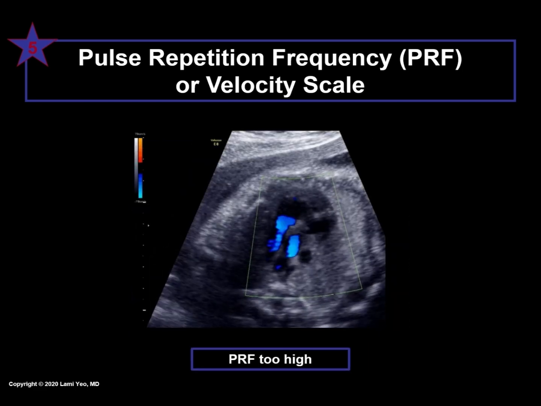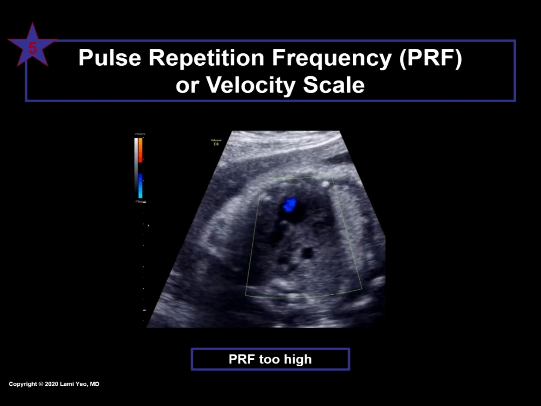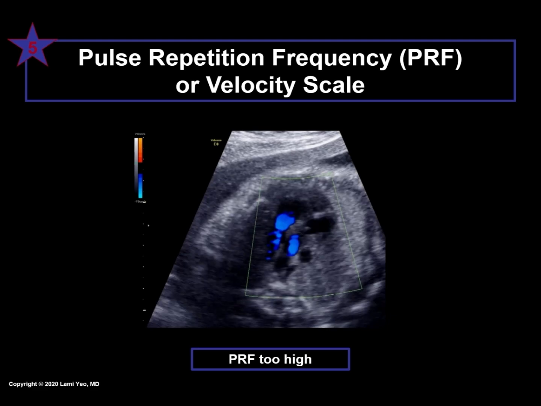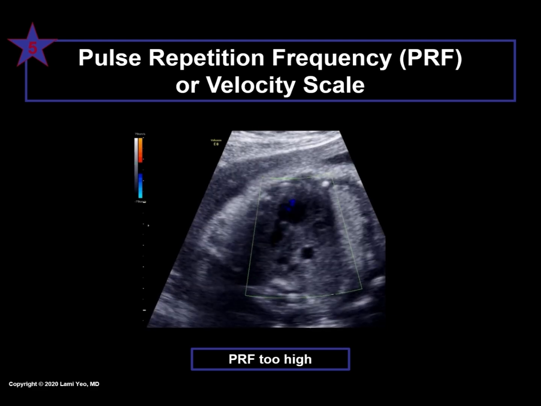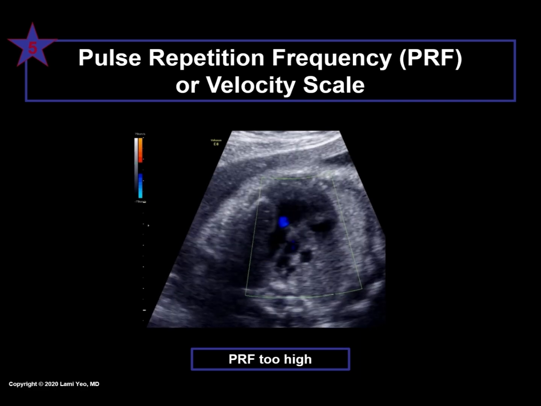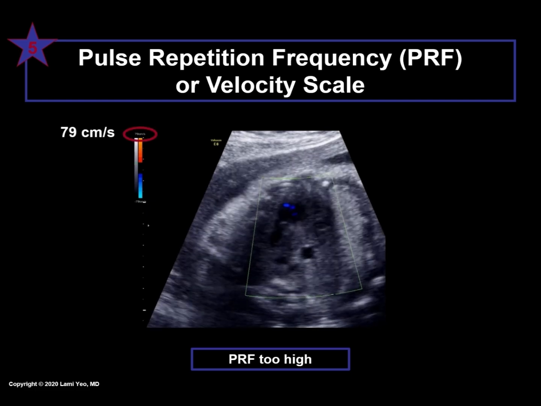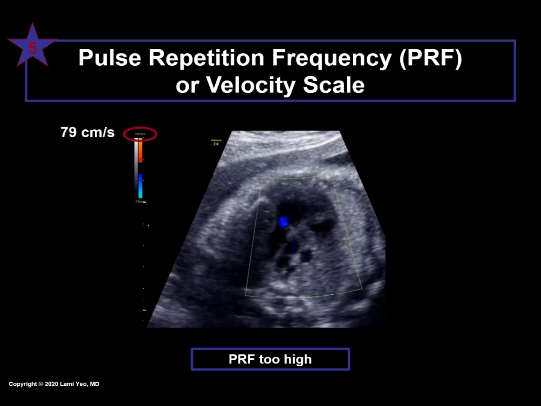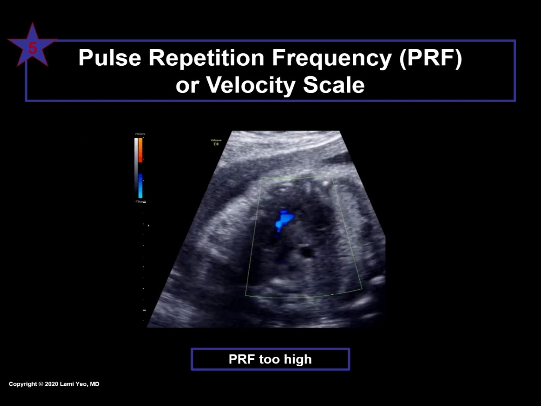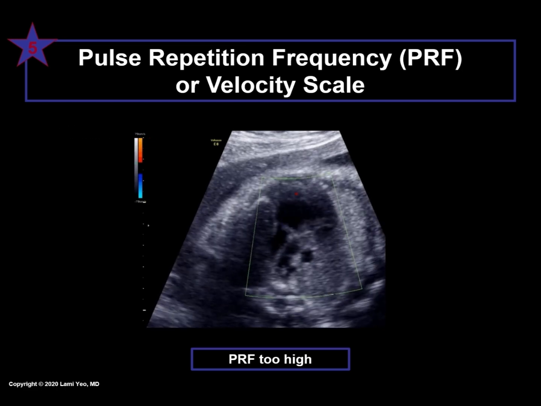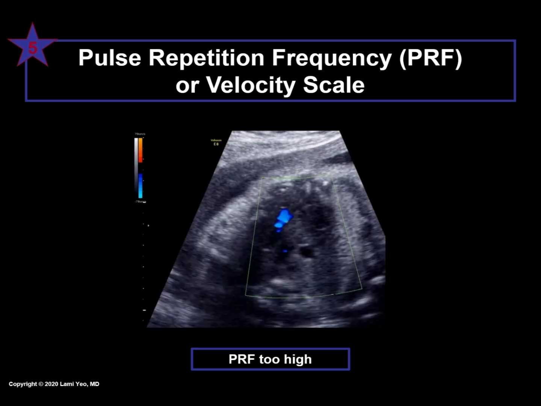On the other hand, let's look at this case. This is the 3 vessels and trachea view in which antegrade flow in blue color is visualized through the pulmonary artery and transverse aortic arch. However, notice that the vessels are not completely filled with color Doppler signals. This is because the velocity scale is set too high at 79 centimeters per second. The PRF should be decreased to less than 70 centimeters per second and the heart examined again using color Doppler.